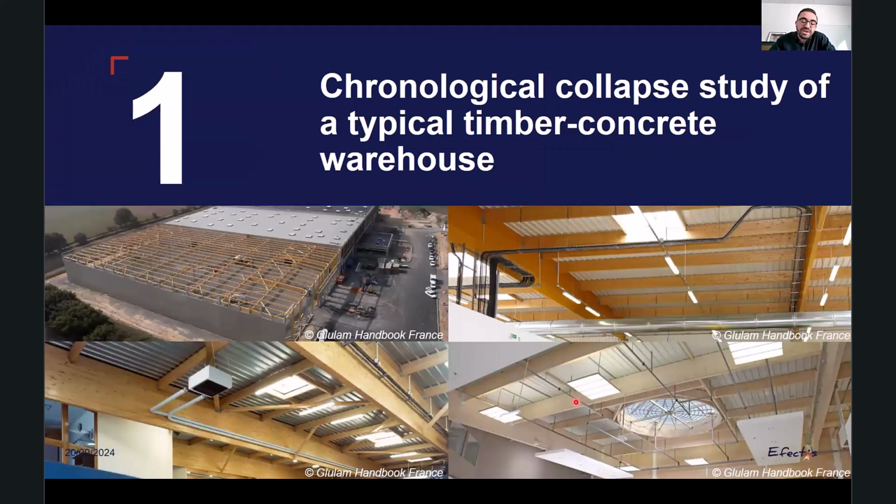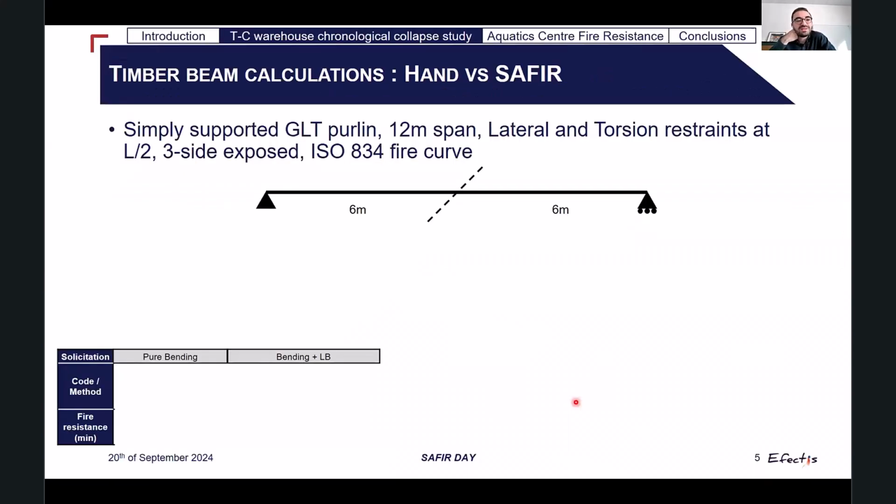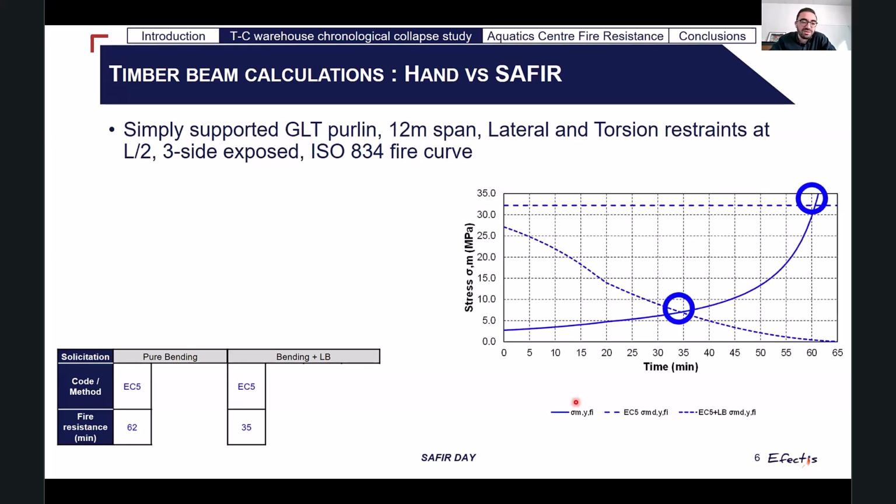So the first topic I wanted to talk to you about today is the Codifab project. But before diving into it, let's take a simply supported GLT beam, 12-meter span, which is laterally and torsionally restrained at mid span, and exposed to the ISO fire curve. You can calculate its fire resistance in bending, of course, and in bending plus lateral buckling. We'll first do it thanks to Eurocode 5, which is the design code in France.